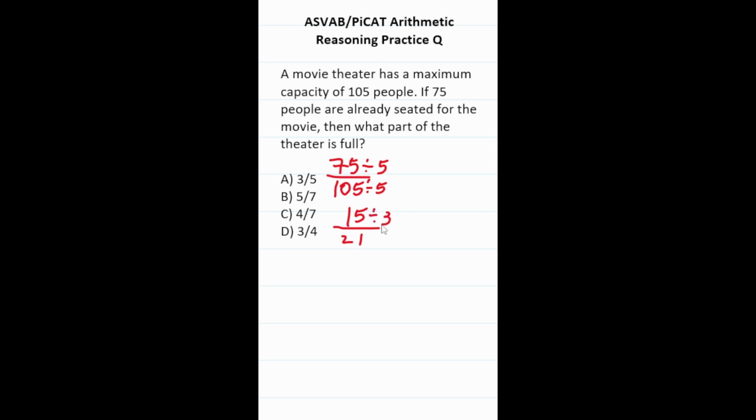We can reduce this further by a common factor of 3. 15 divided by 3 is 5. 21 divided by 3 is 7. So 5/7 of the theater is already full.